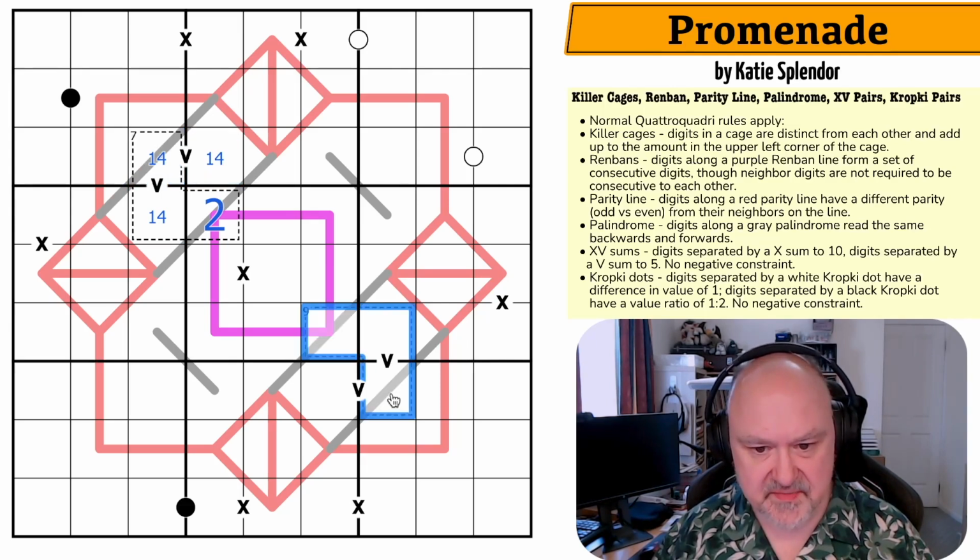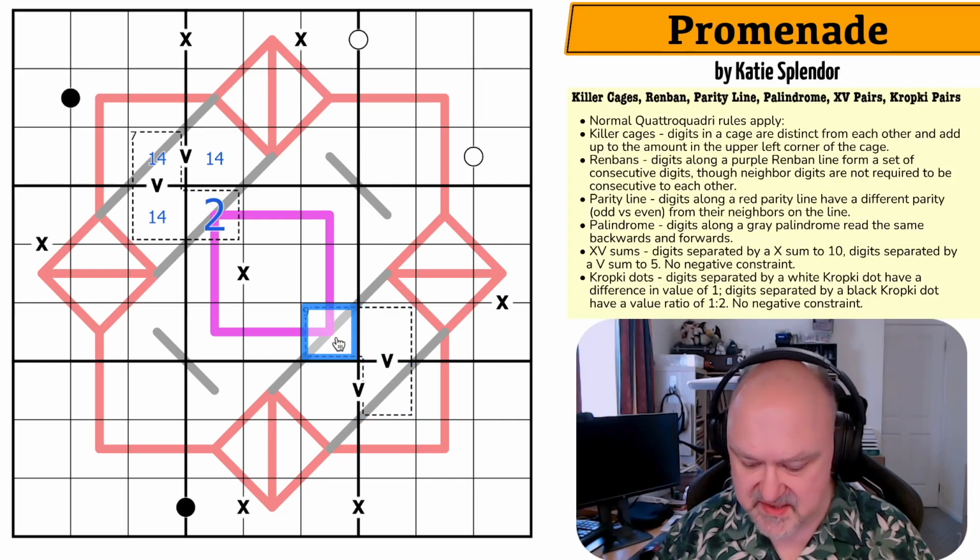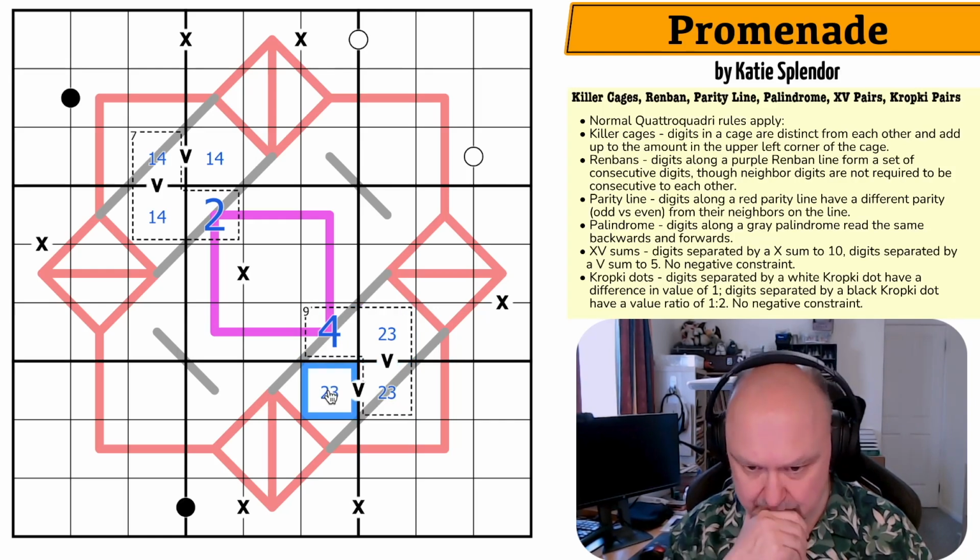But I can do the same down here. These sum to 5, but these 3 sum to 9. So this is a 4, and this can't be 1, 4. These are 2, 3, which means this is 2, 3 to make this V work. Okay.